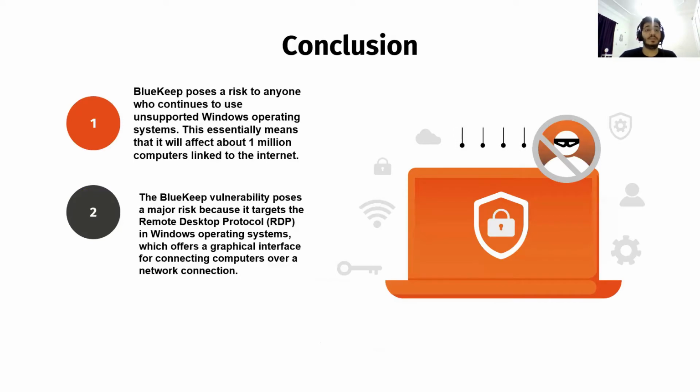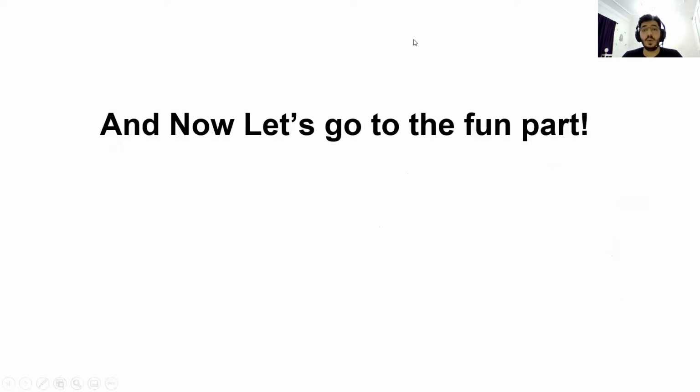In conclusion, Bluekeep poses a risk to anyone who continues to use unsupported Windows operating systems. This essentially means that it will affect about 1 million computers linked to the internet. The Bluekeep vulnerability poses a major risk because it targets the remote desktop protocol in Windows operating systems. As we said, the remote desktop protocol allows the establishment of connections between multiple machines connected on the same network. And now let us go to the fun part, which is the demonstration part.